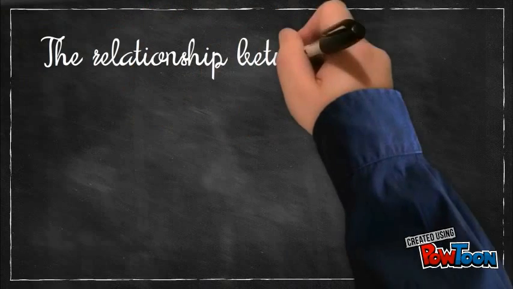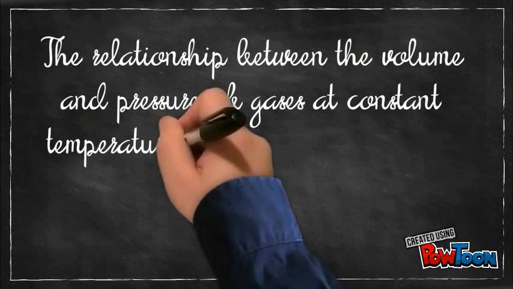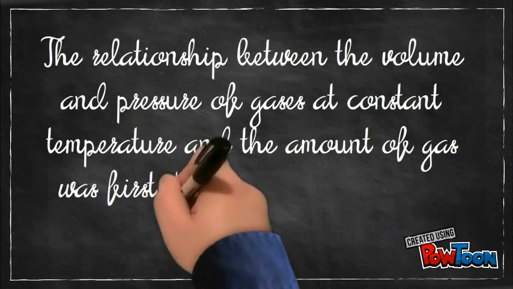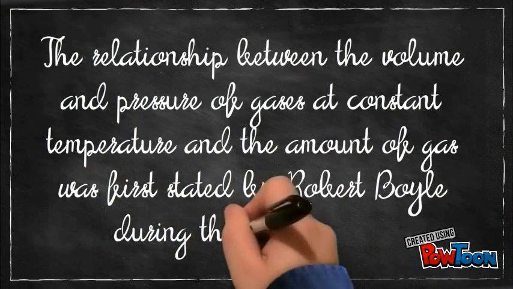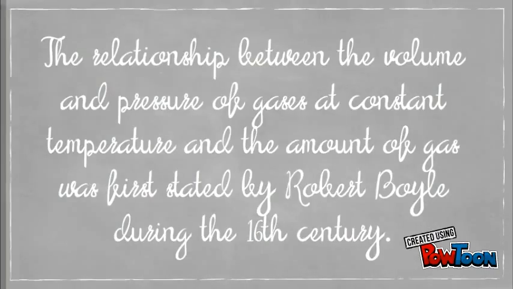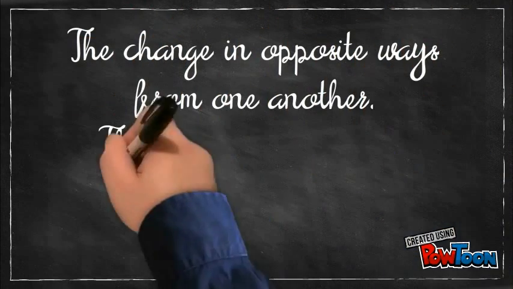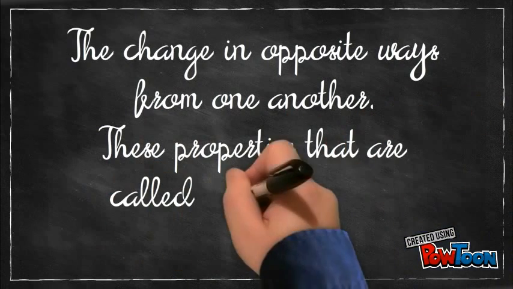The relationship between the volume and pressure of gases at constant temperature and amount of gas was first stated by Robert Boyle during the 16th century. The properties change in opposite ways from one another. These properties are called inversely proportional.